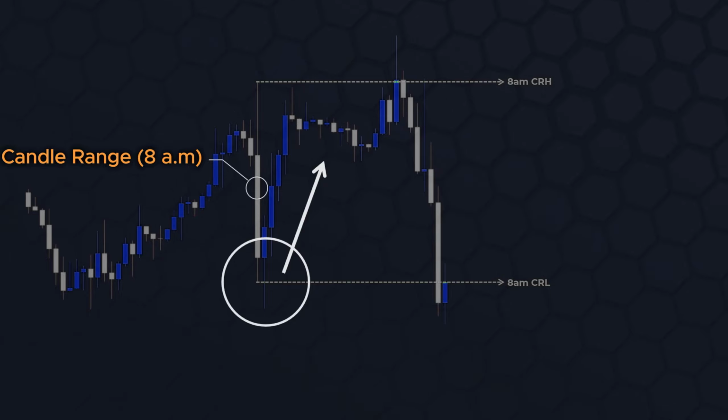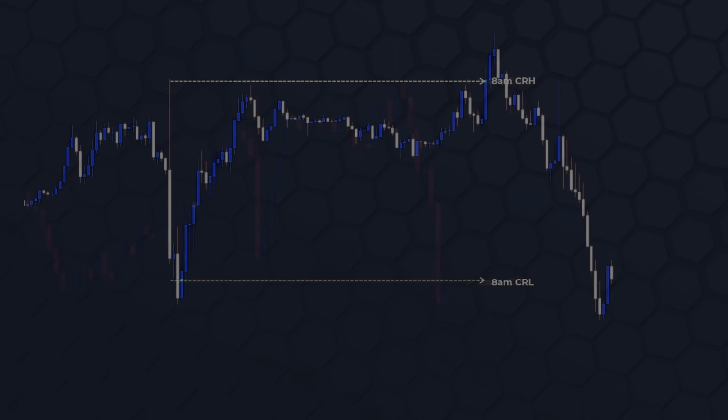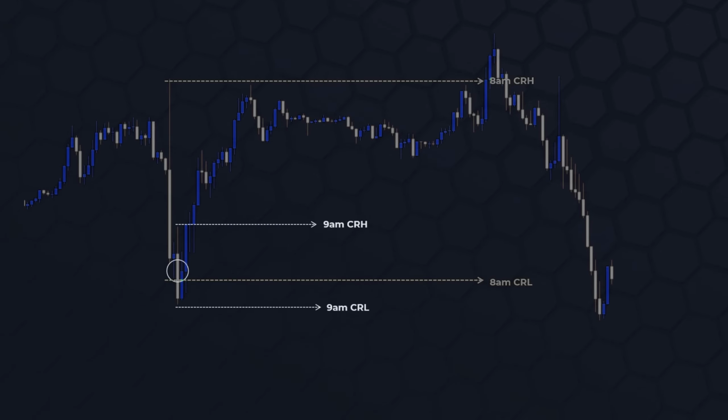If we were behind the screen and monitoring the market, how could we enter the market with this CRT model? After identifying our range candle and drawing the high and the low of the range candle as the CRH and CRL, we need to zoom into the 15-minute time frame to gain a clearer view of price action, and also to monitor the candlestick better. In the next step, we should wait for the 9 a.m. and monitor the price action in this specific time.